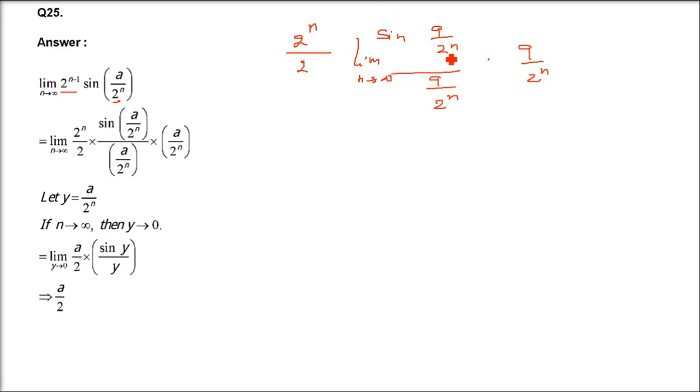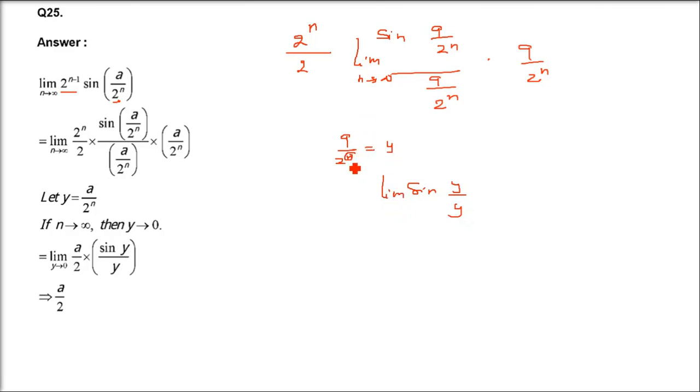So n tends to infinity. What does it mean? A by infinity is going to be 0. So sine 0 by 0. Let us change it first. A by 2 to the power n, we are putting it as y or t, any alphabet you can take. So what will this be? Sine y by y, and you have the limit.